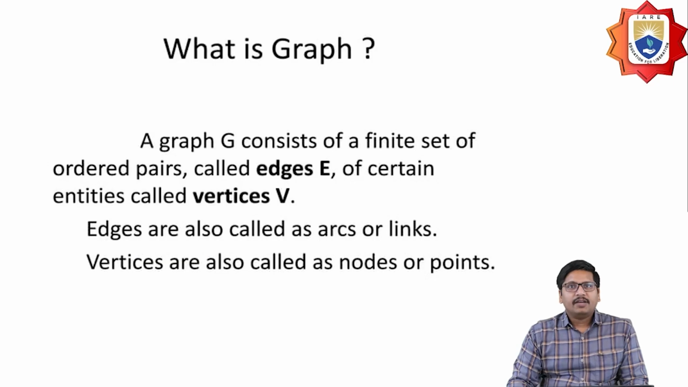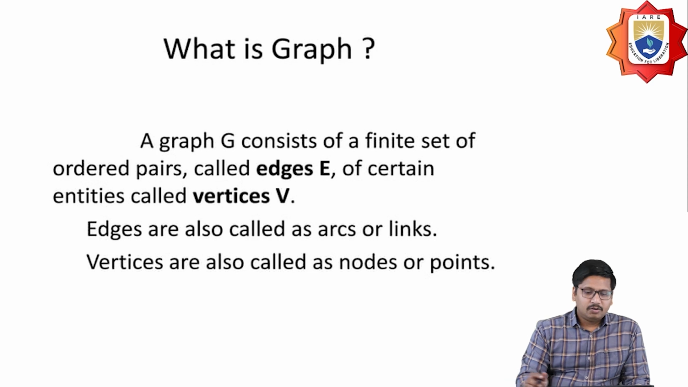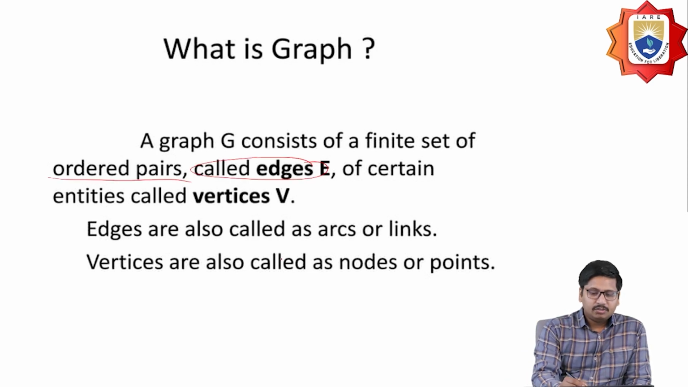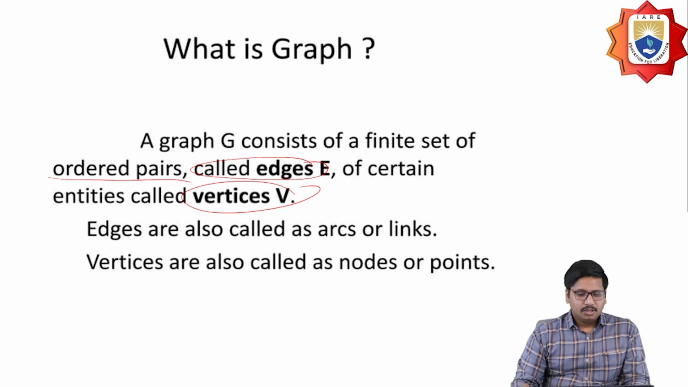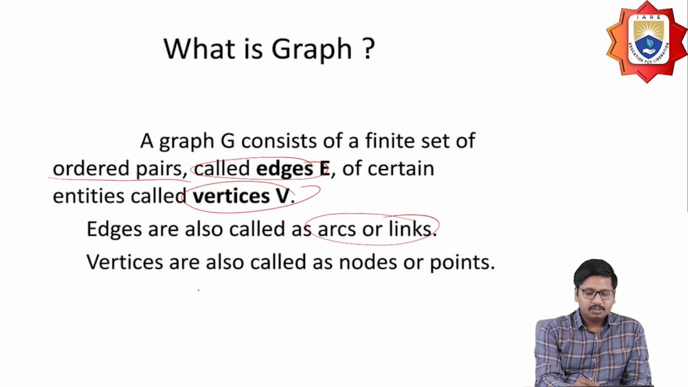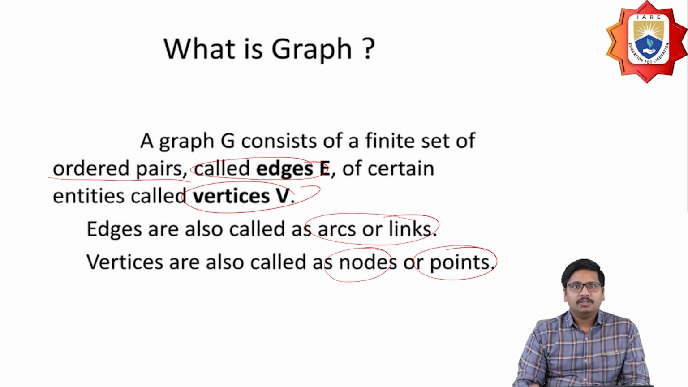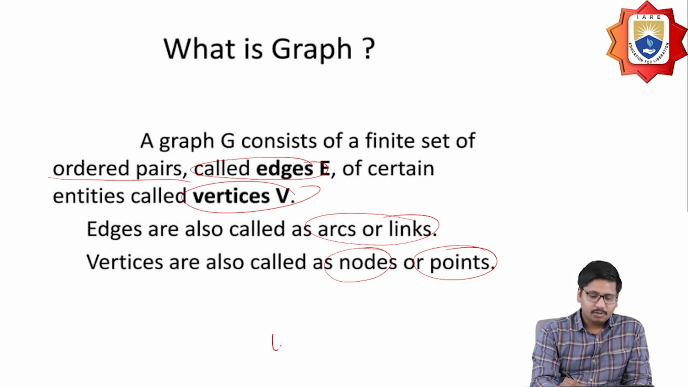In this video, I'm going to discuss the different types of graph representations. So what is a graph actually? A graph consists of a finite set of ordered pairs, which we call edges, also called arcs or links, and the vertices, also called nodes or points. So a graph is a finite set of ordered pairs called edges, and V should be the set of vertices.